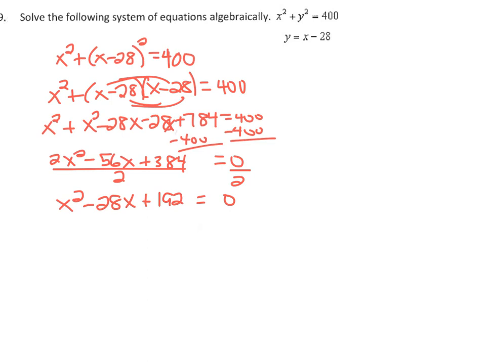All right, so let's factor. So what we need to do is we need to come up with two numbers that add to negative 28 and multiply to 192. Now, if you have trouble doing that, remember, you can always use your calculator and go to y equals and plug in this number, 192, divided by x, and scroll up and down through the table of values until you find two numbers that add to negative 28.